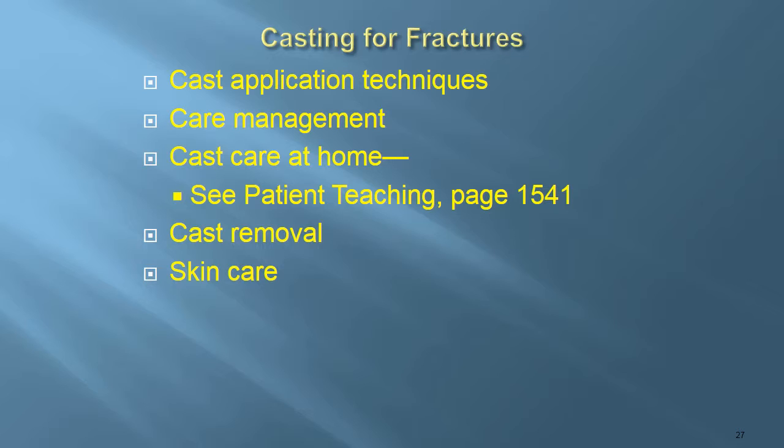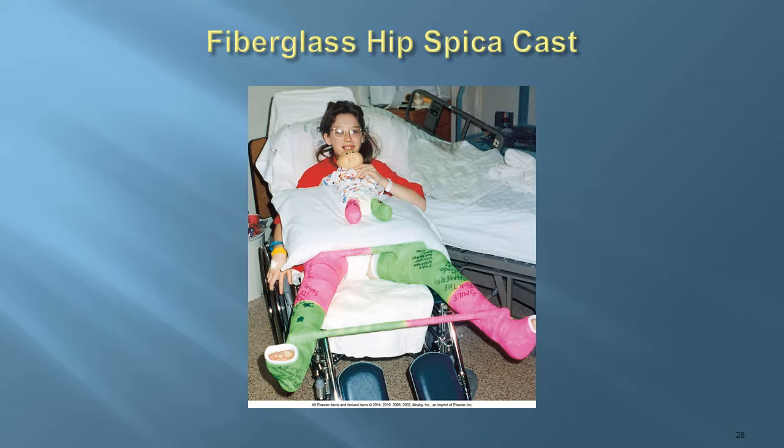Casts are removed with a cast saw that has an oscillating blade. This may be scary for the child, so it would be important to prepare them for this procedure. Skin care after removal of a cast includes soaking in a tub to remove the secretions and the cells that build up on the skin. An application of mineral oil, baby oil, or lotion may help to remove these particles. Here's an example of a fiberglass hip spica cast.